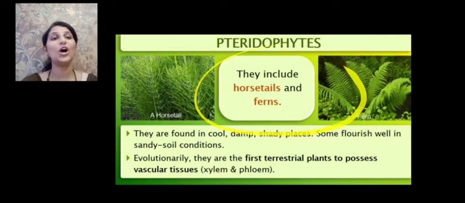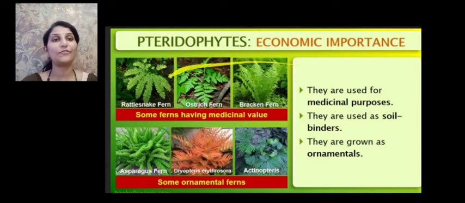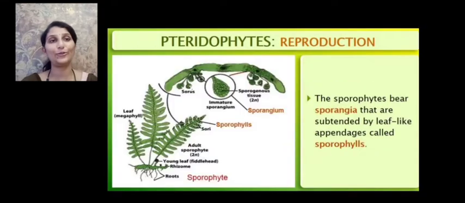So they include horsetails and ferns. They are used for medicinal purposes. They are used as soil binders. They help to bind the soil and thus prevent soil erosion, and some are grown as ornamentals. These are examples of different types of ferns or pteridophytes.